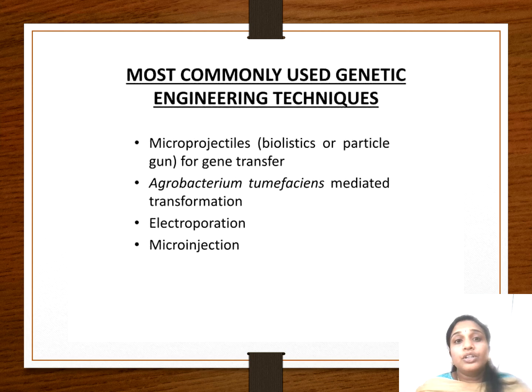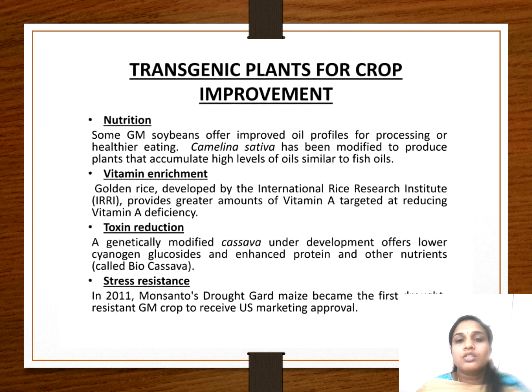So, coming on to the most commonly used genetic engineering techniques: microprojectiles, biolistics, or the particle gun method for gene transfer; Agrobacterium tumefaciens mediated transformation, which is a biological transformation; electroporation; and microinjection. Coming on to transgenic plants for crop improvement.